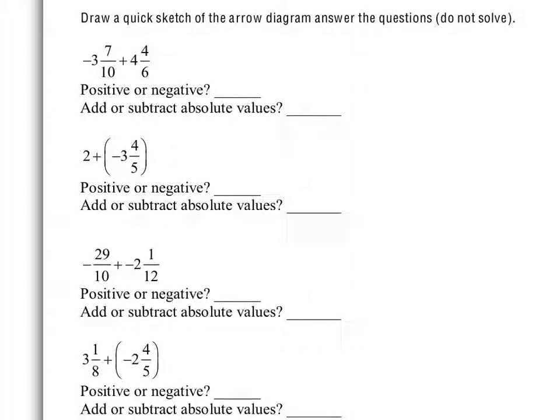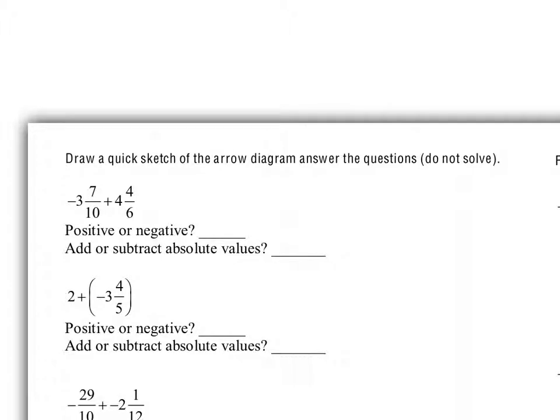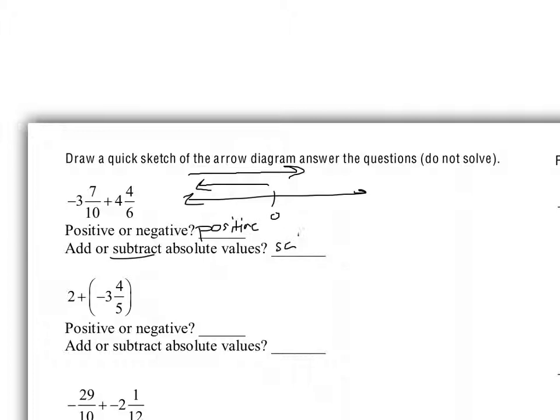So what I mean by a quick sketch of the arrow diagram are those quick sketches that I was drawing earlier. Here's the arrow diagram. Got a 0 here on our number line, so this is going to be a negative 3 and 7 tenths plus 4 and 4 sixths, which is going to take us back into the positive. So I know that my answer is going to be positive. See the arrows cutting into each other, so I know that means that I'm going to subtract. That's what you want to do on the left-hand side over here.